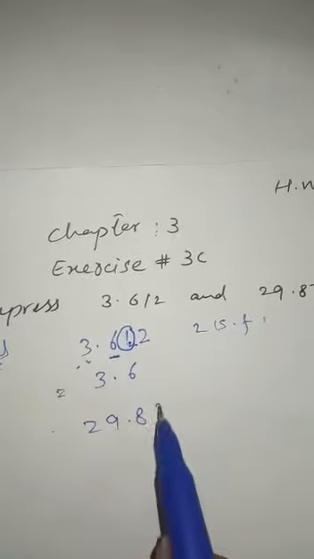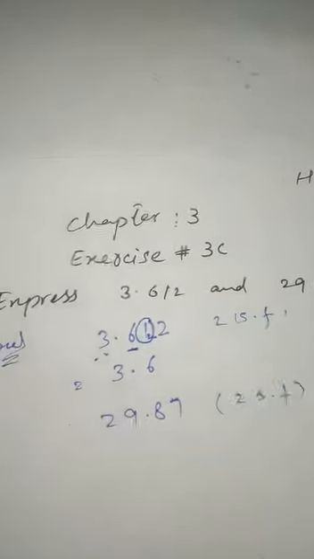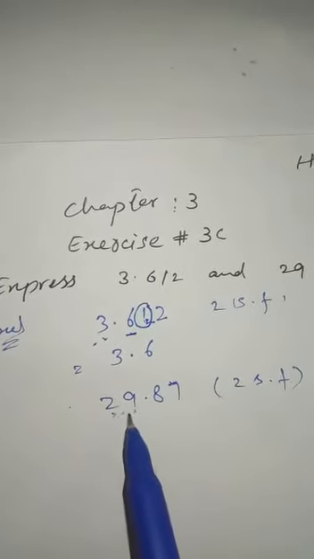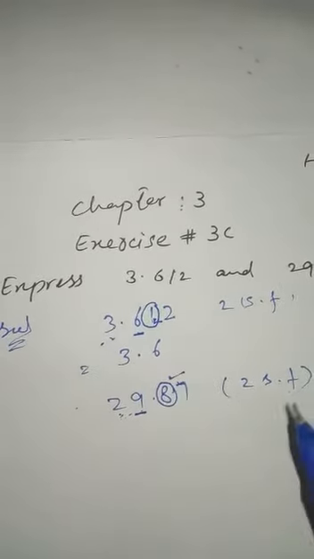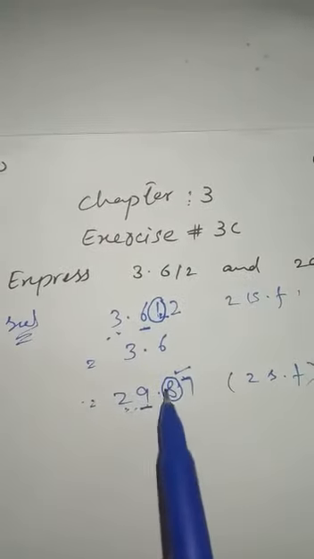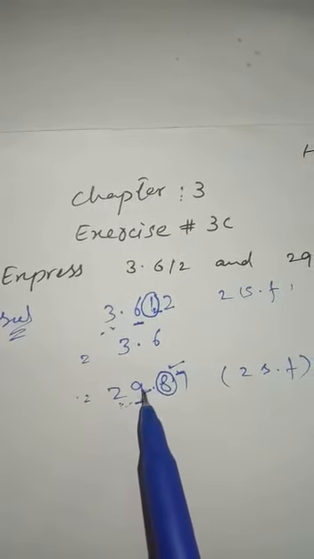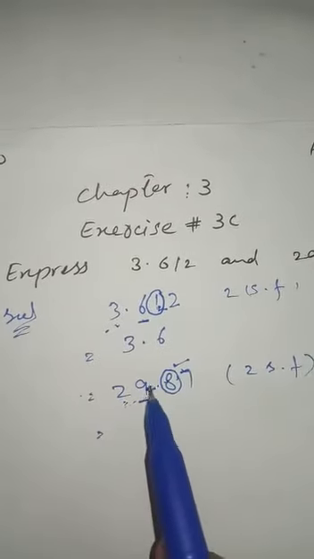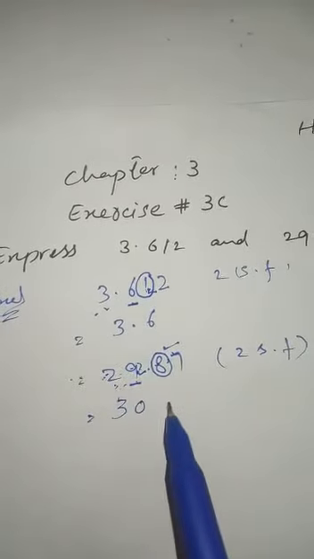Next, 29.87. We round it to two significant figures. What is the second significant figure? 1, 2, this is it. Now we underline it and circle the next digit. This is 8, greater than 5, so it will be added to this. After 9 there is 10, so it will increase this number. It will be 3 and 0, so 30.